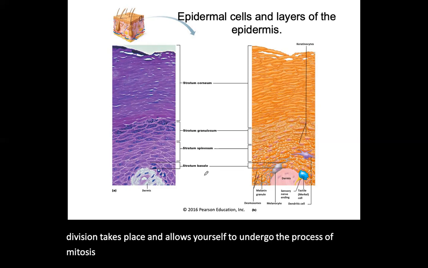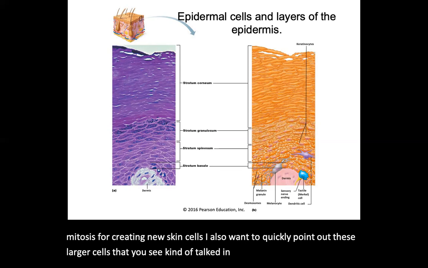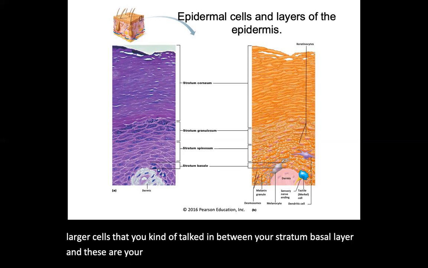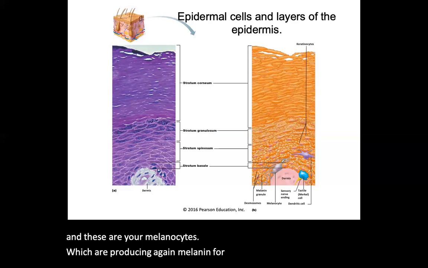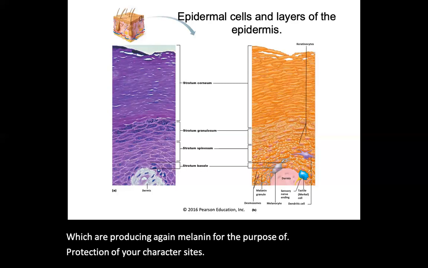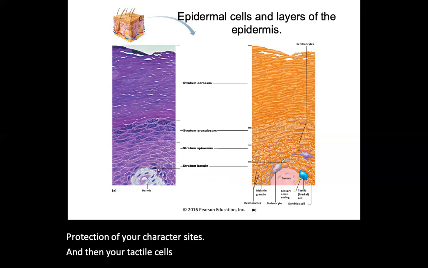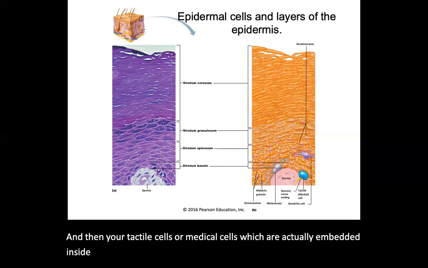I also want to quickly point out these larger cells that you see tucked in between your stratum basale layer. These are your melanocytes, which are producing, again, melanin for the purpose of protection of your keratinocytes. And then your tactile cells or Merkel cells, which are actually embedded inside your dermis with a minor presentation on the basal layer.